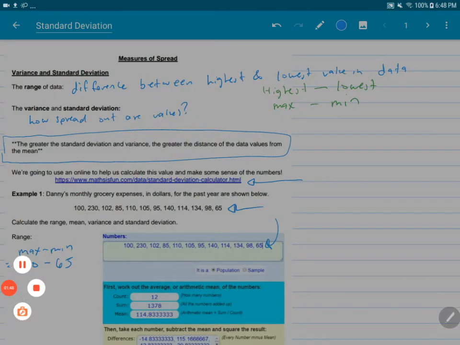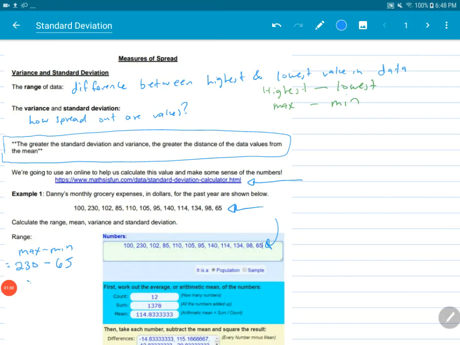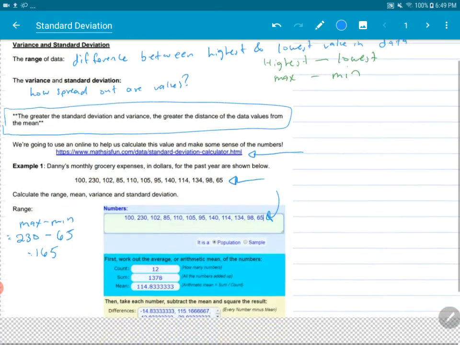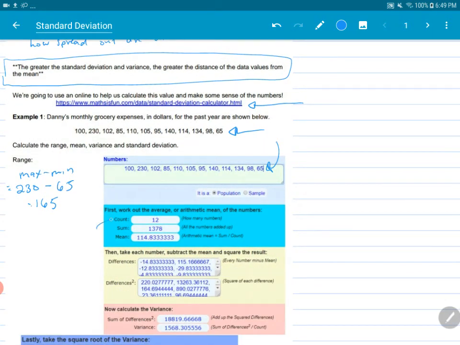So the range of your data is 230, subtract 65, and you're left with 165. So that's our range. We got that part down. The rest of the numbers are actually here. So this information here is pretty awesome. This count is telling you how many numbers you have. You have a total of 12 pieces of data.